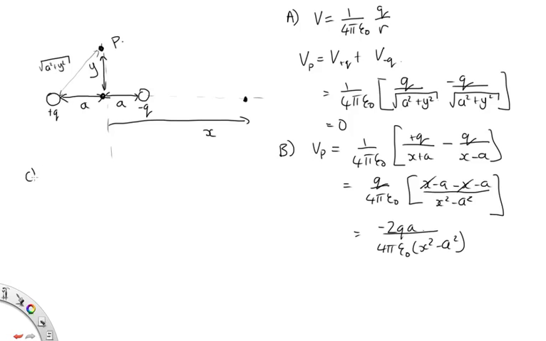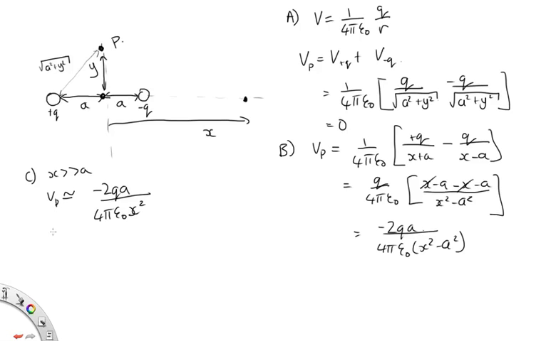Now part C says calculate V and Ex at a point on the x-axis far from the dipole. So we have x is now much bigger than a. So let's look at the limit in this case. Well, we've got the term x squared minus a squared. If x is much bigger than a, then x squared is much bigger than a squared. So we can write Vp is approximately equal to minus 2qa over 4 pi epsilon naught x squared. So that's the limit of our electric potential.